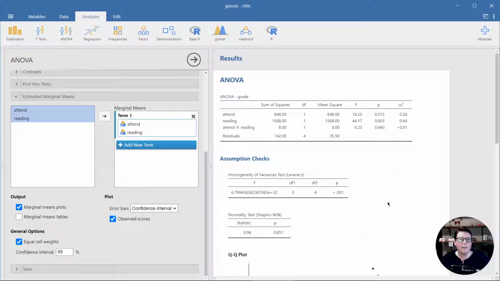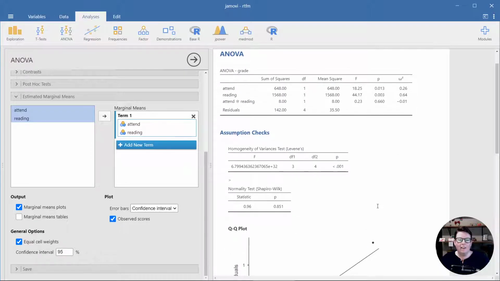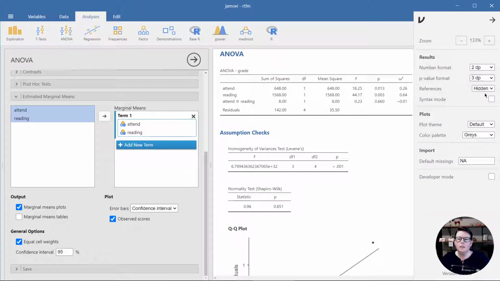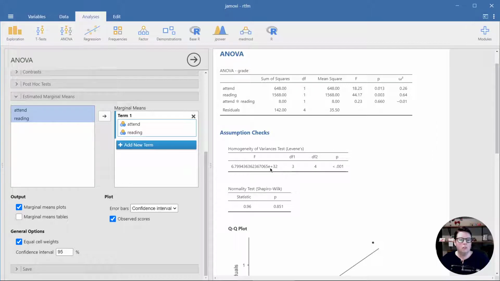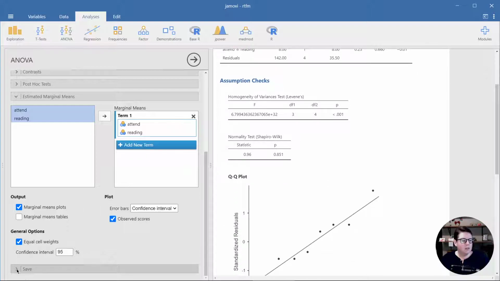I think. Let's find out. Yeah, there we go. So not significant there. Why is my F so crazy? That's weird. I don't know. I guess because it's just real big. Okay. So we've got all that. Save. We don't need the residuals. We'll learn about that when we get to regression.